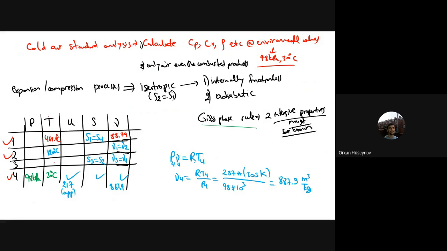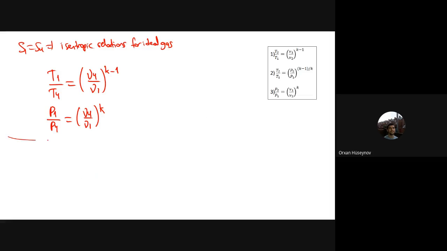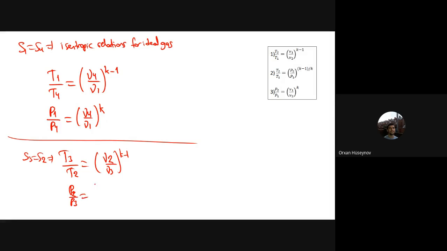For state 3, I know only the specific volume, but again it is isentropic. S3 is the same as S2, and again using isentropic relations for ideal gas, I can use this relationship: T3 divided by T2 will be equal to nu2 divided by nu3 to the power of k minus 1, and P2 divided by P3 will be equal to nu3 divided by nu2 to the power of k.